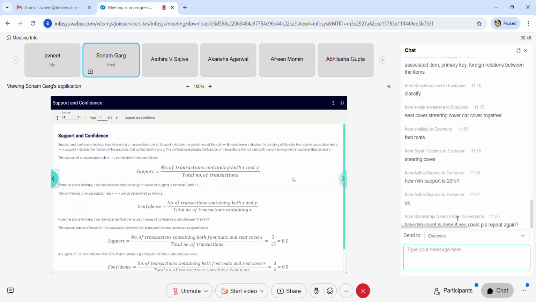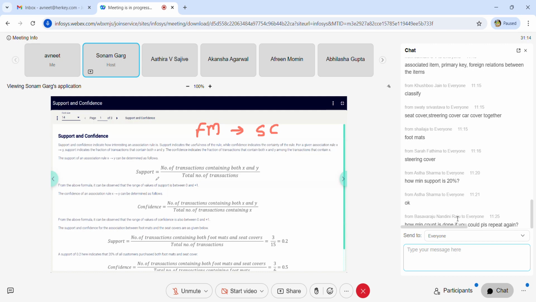Let's say we are saying that x determines y. That is, if a person is purchasing a foot mat, there is a probability that the person will purchase a car cover or seat cover as well. This is what we are trying to identify. So for this, we need to have appropriate support and confidence.